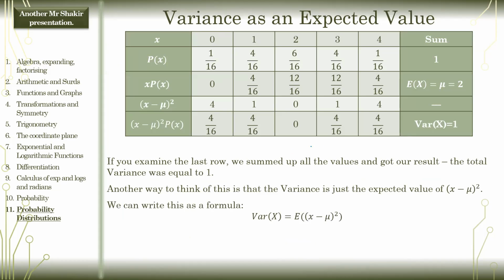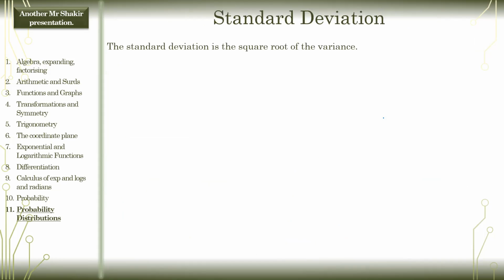So this is another formula that you end up using sometimes. Variance of x, you can think of it as the expected value of x minus mu squared. Just keep that in mind, I guess, but just understand the main one.